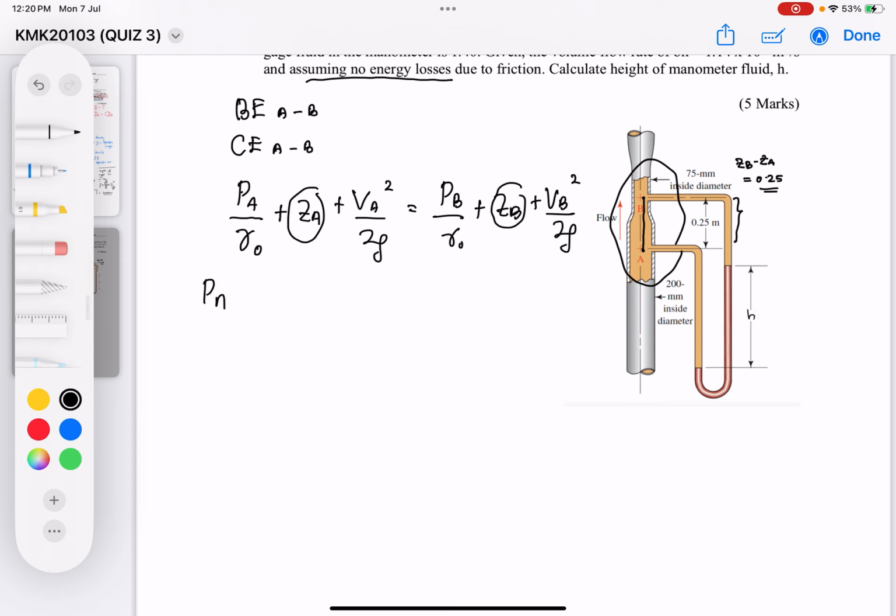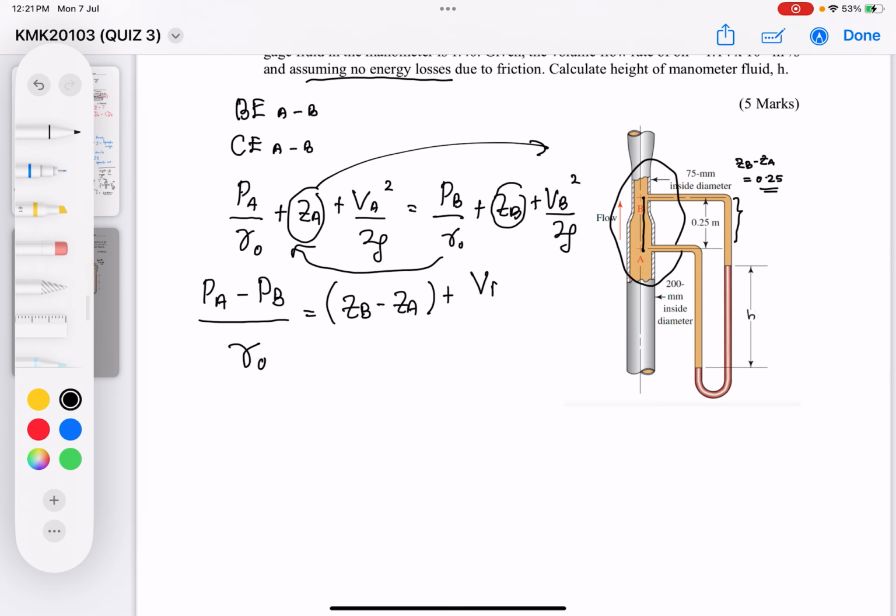I have PA minus PB divided by gamma of the oil equals, moving this to the other side because this one has been moved, ZB minus ZA plus VB squared minus VA squared over 2g.